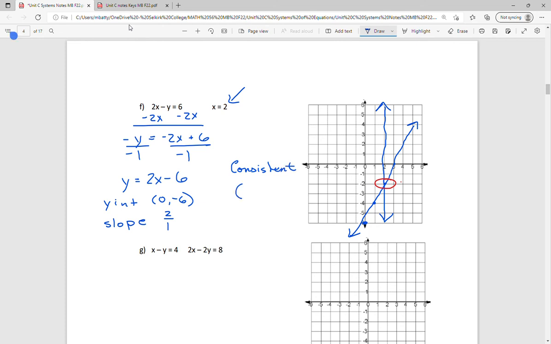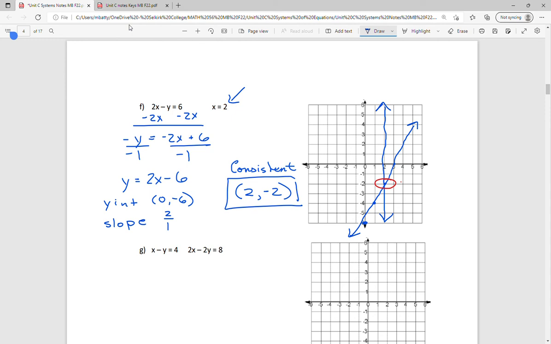And the solution would be 2, -2. That would be the value of x and y that we could plug in and make this system true, make both of these equations true with just an x and just a y.